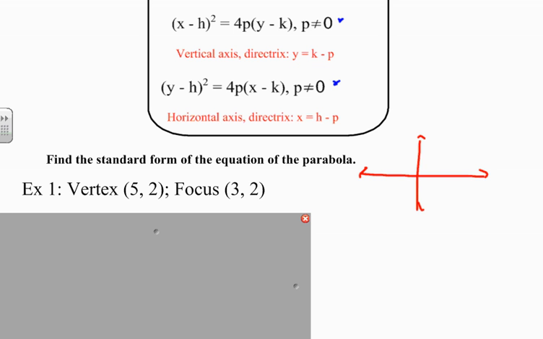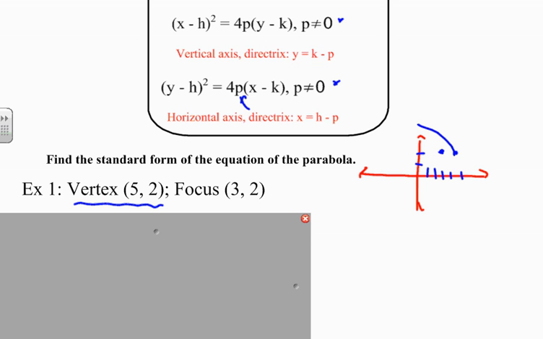Find the vertex first, which we're given, and then find out what is squared, and then find the p-value, which is the distance from the vertex to the focus, or vertex to the directrix. So, without further delay, the vertex is located at (5, 2). So 1, 2, 3, 4, 5, 1, 2. Here's our vertex. We have a focus which is located at (3, 2). So we're going to go 3, 2, right there.